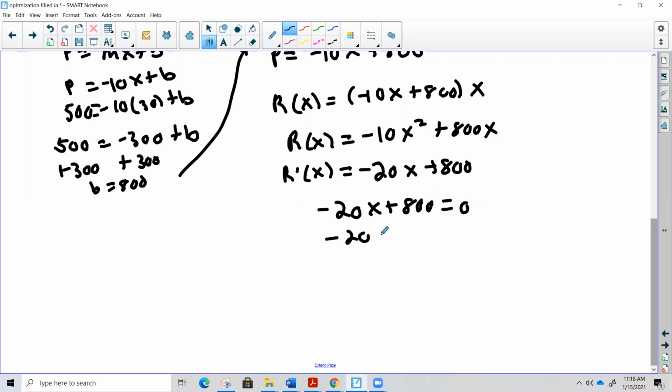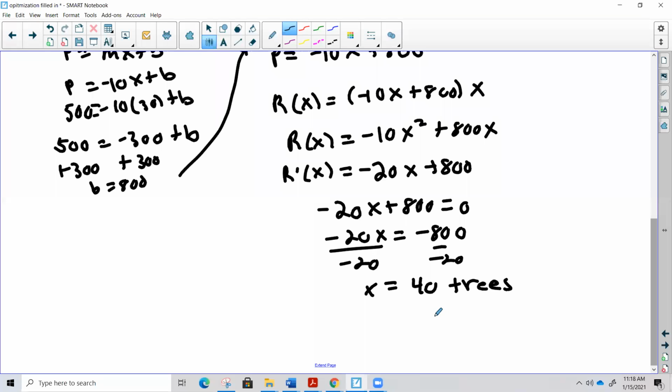and solve for x. So I would subtract 800, and I would divide by negative 20. And I get x equals 40. Again, we're going to put the units. So this represents 40 trees that would need to be planted. And that's all they ask, actually. So that's all I need to find for this problem.